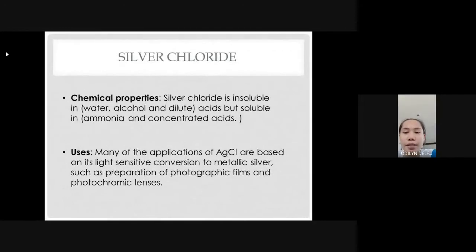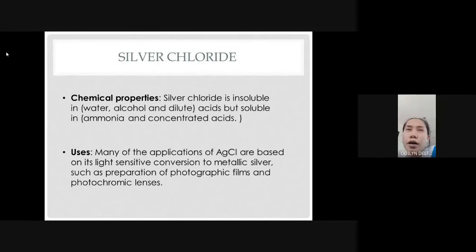Next is chemical properties. Silver chloride is insoluble in water, alcohol, and dilute acids, but soluble in ammonia and concentrated acids, which chemists mostly use to break down a chemical. Uses: many applications of AgCl are based on its light sensitivity, such as the preparation of photographic films and photographic lenses.